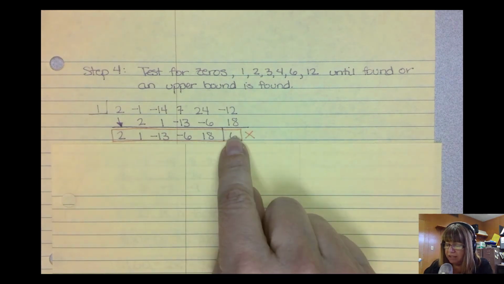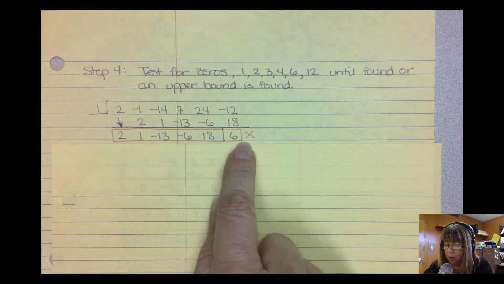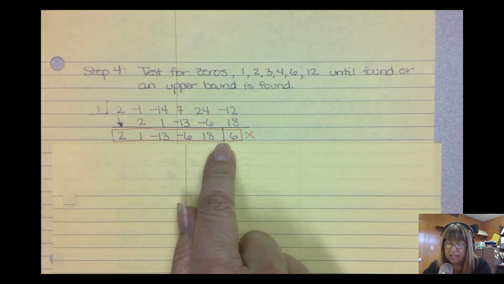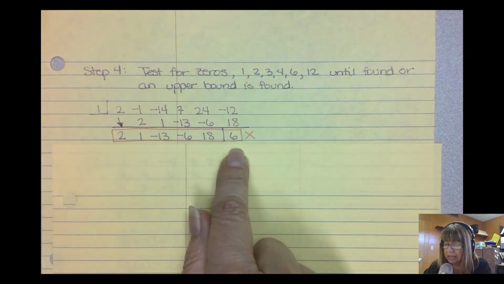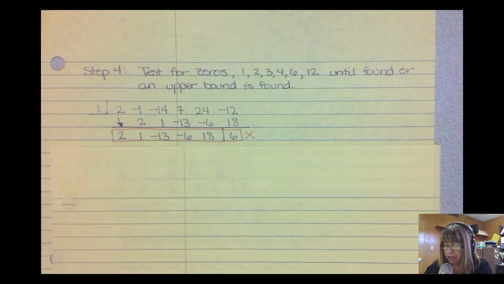We did not find a 0, nor did we find all the bottom row to be positive. If all the bottom row was positive, that is our upper bound. So not only did we not find a 0, this is not an upper bound as well. So 1 is not a 0 and it's not an upper bound. Let's try 2.